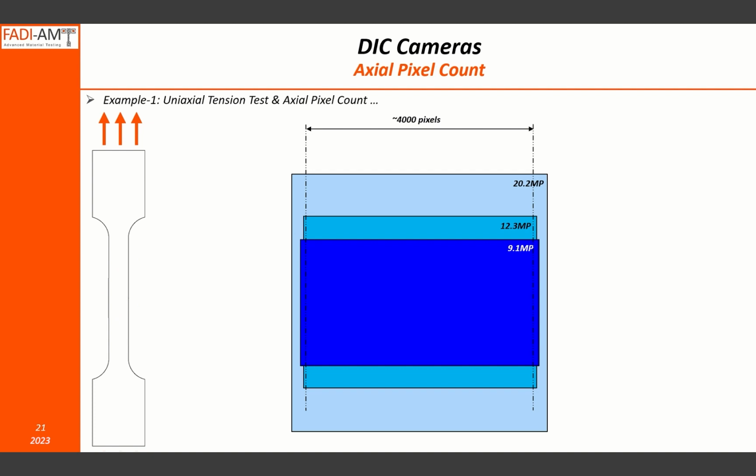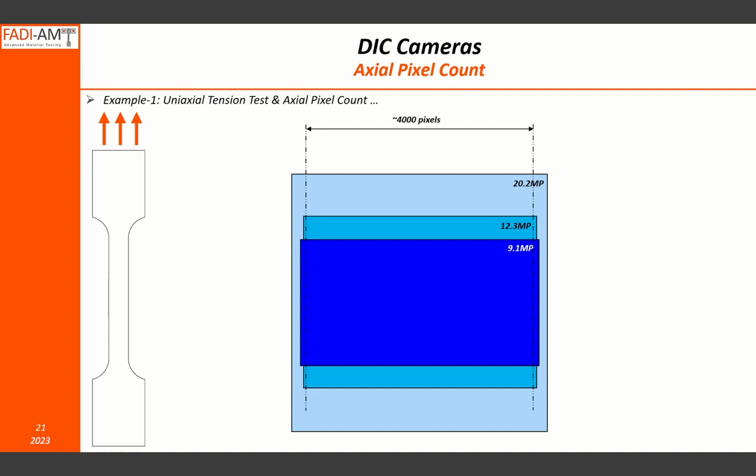And we grabbed 3 sensors that share the same exact pixel count in the x direction. And these are the 20, the 12, and the 9 megapixel cameras. If you were to do this test, this has nothing to do with the AMT procedure. This is how anybody would do this test.